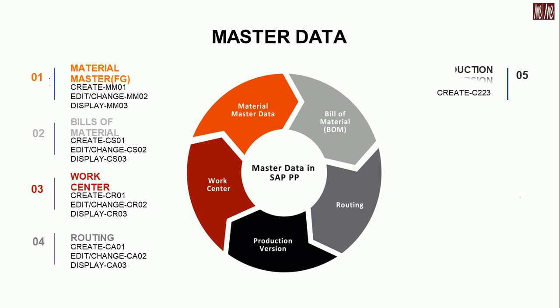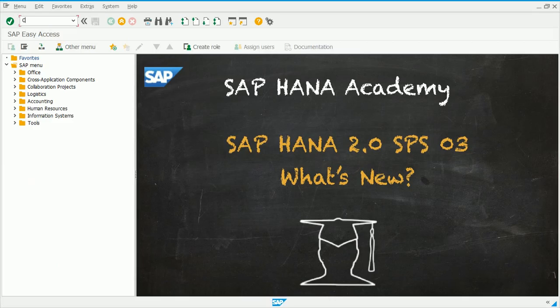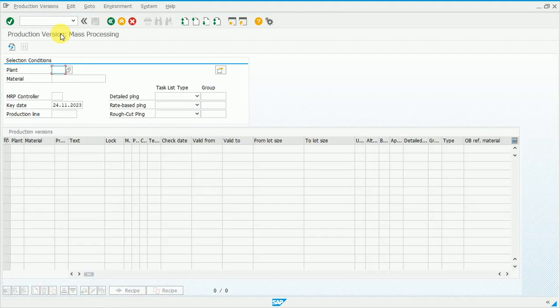The next master data is called the production version. It is an assignment between the BOM and the routing. That is possible through a couple of transaction codes. One is MM02, the easiest one, but the most preferable is C223. We can show you C223, through which the production versions can be maintained. Again, it is an assignment, and mass level production versions can be done through C223.